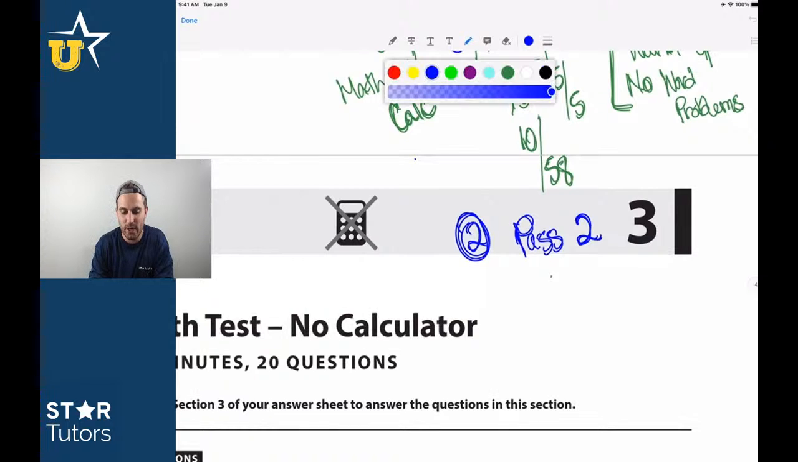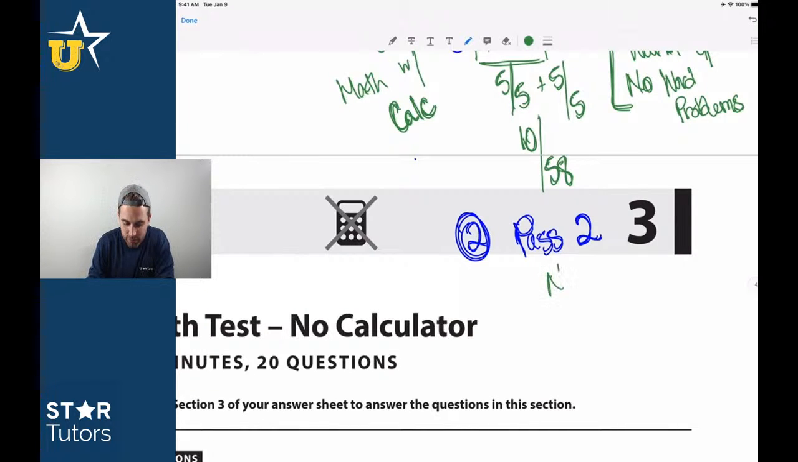We're very task-oriented in this approach. Our goal for the no calc section is to get 8 additional questions right, 8 out of the remaining questions. So you only have to get 8 out of 15. You can skip 7 questions if you do this method correctly.